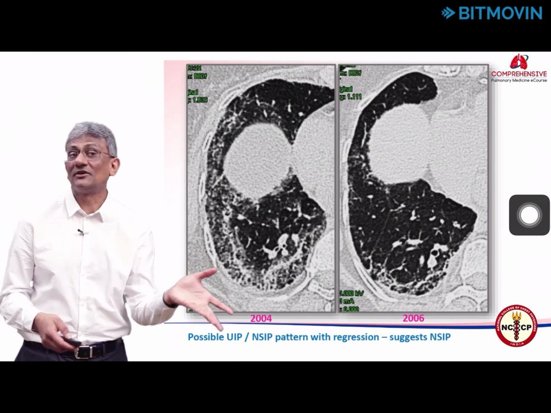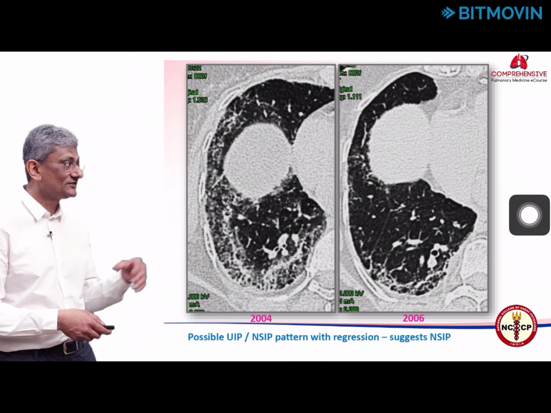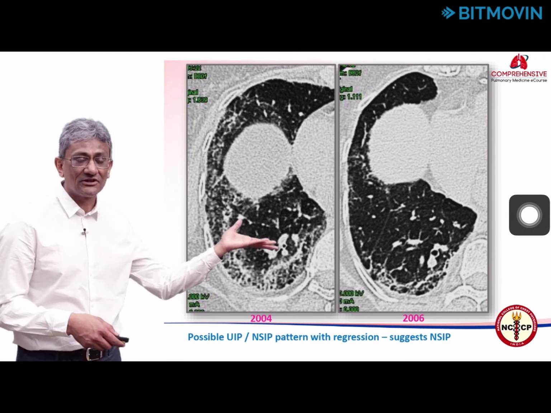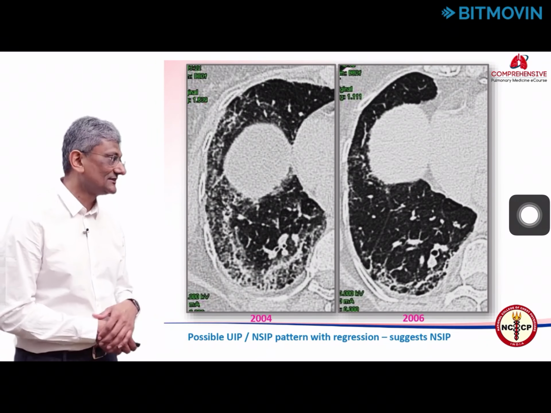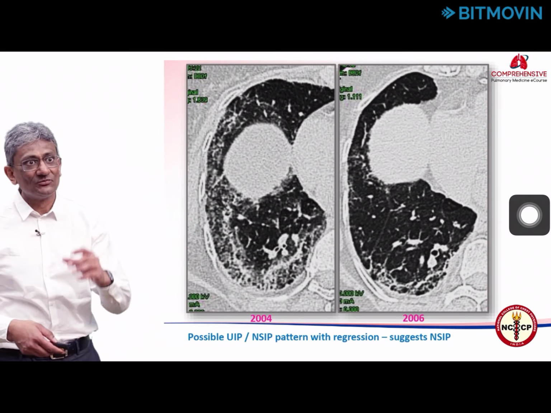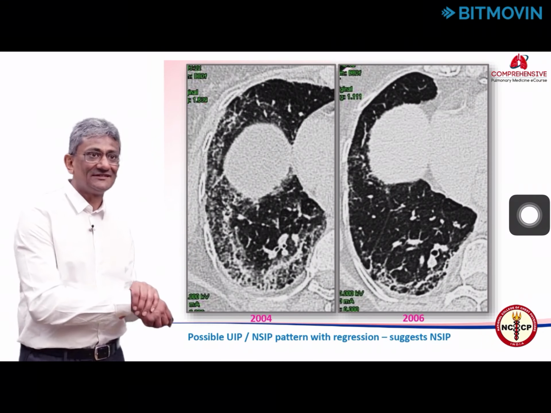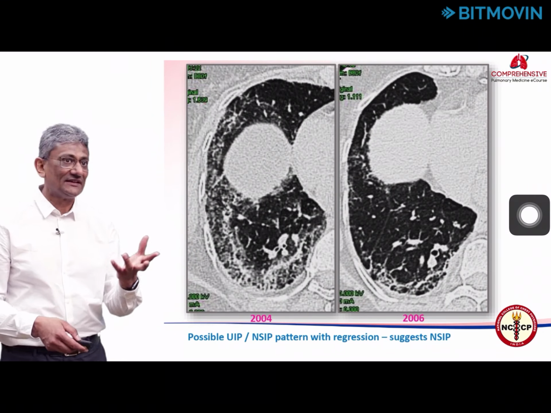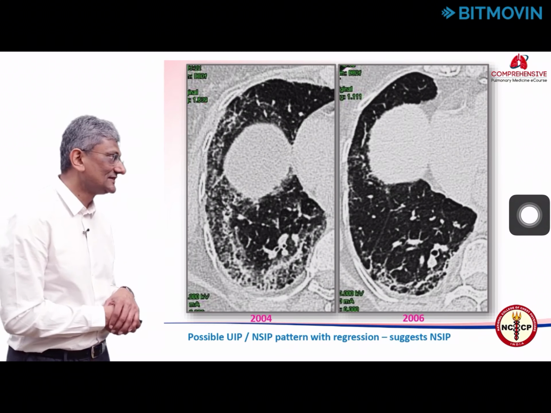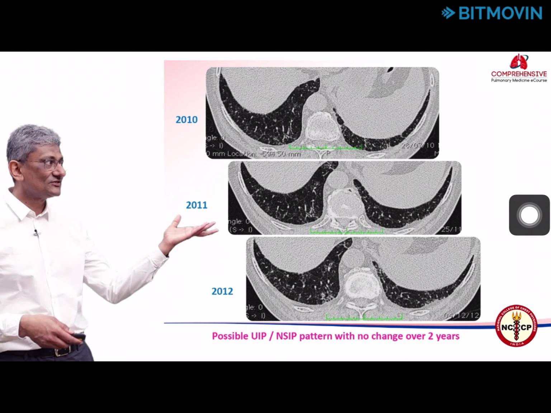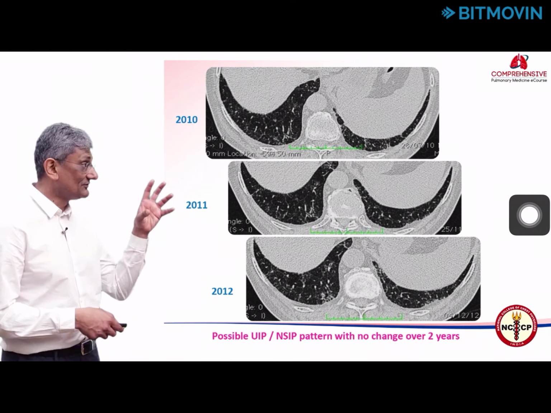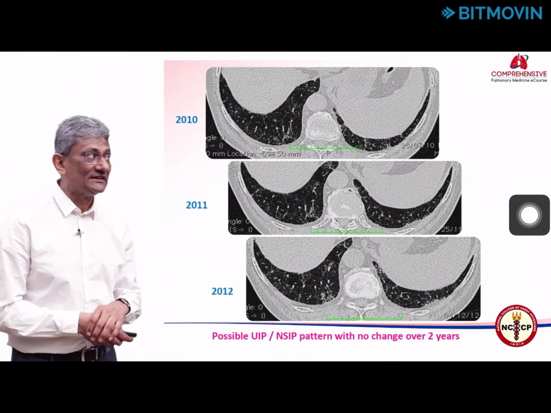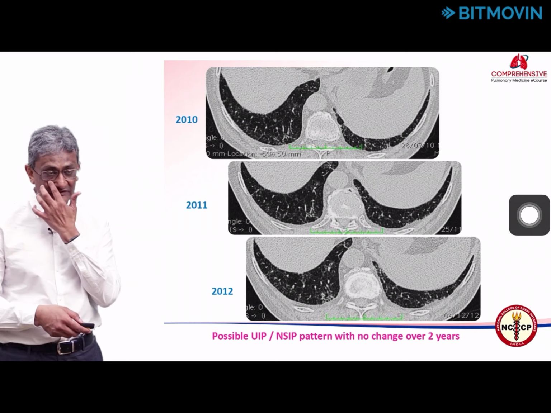NSIP can regress, possible UIP doesn't. So this patient had in 2004 what we diagnosed as NSIP, did not have underlying connective tissue disease, and with treatment has regressed 2 years later, which would only happen with NSIP and not happen if this was IPF. And then some lesions don't change, as we see in this patient, and then we still wouldn't know, and if it's important, this patient would need a surgical lung biopsy.